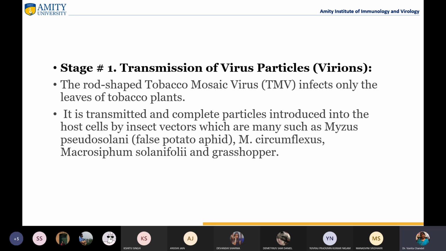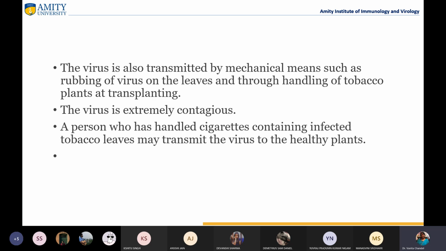So, transmission of virus particles: we know the tobacco mosaic virus is a rod-shaped particle. It infects leaves of the tobacco plant and is transmitted, and complete particles are introduced into the host cell by an insect vector. Tobacco mosaic virus is transmitted by Myzus species, aphid species, and some species of grasshoppers also. The virus is also transmitted by mechanical means.